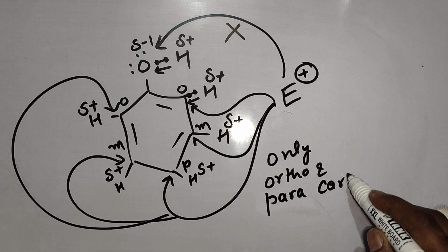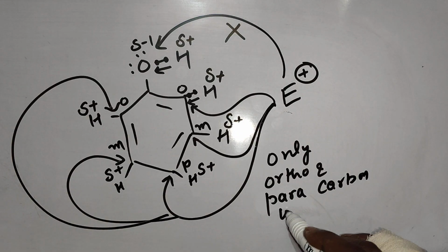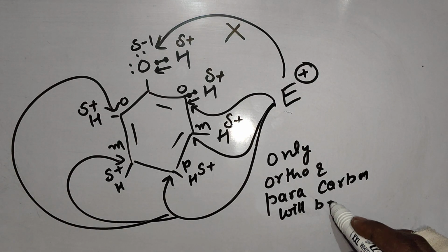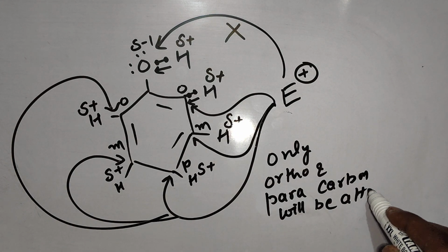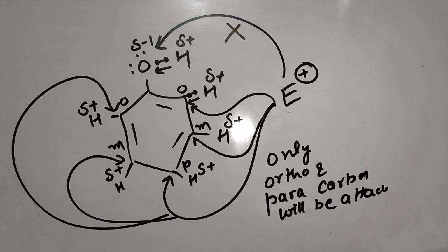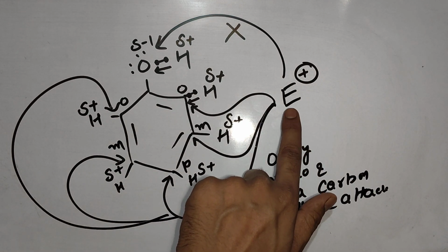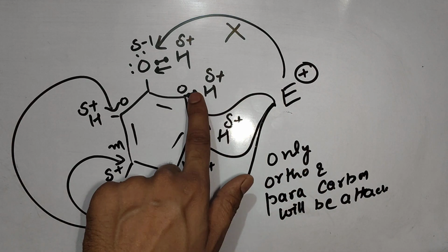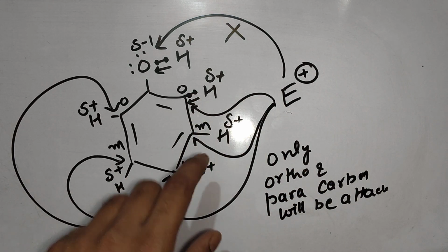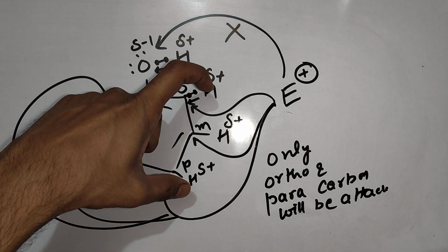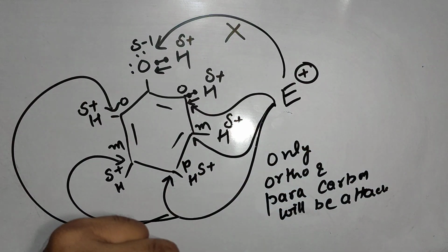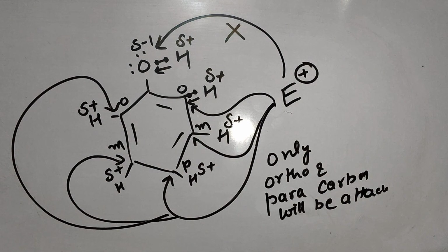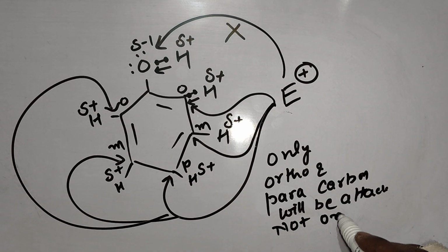Carbon will be attacked by the incoming electrophile, this new electrophile. And obviously, if it will attack on ortho and para position, these ortho and para hydrogens will get substituted, not on meta. Not on meta.